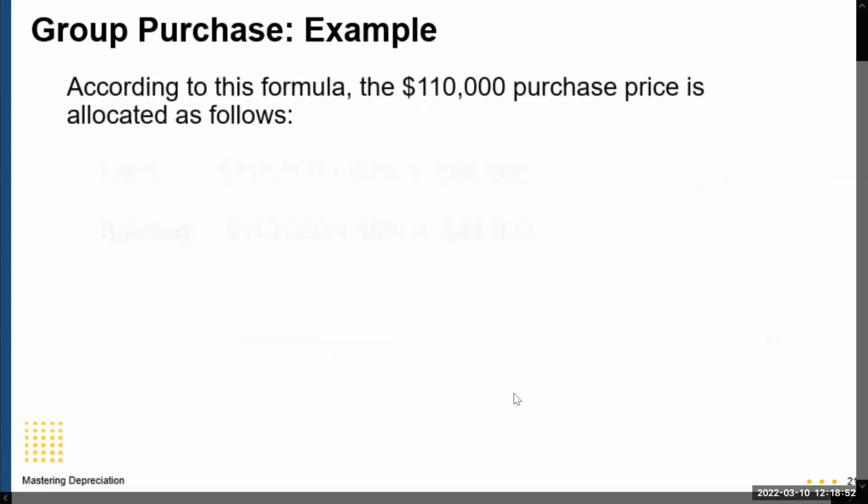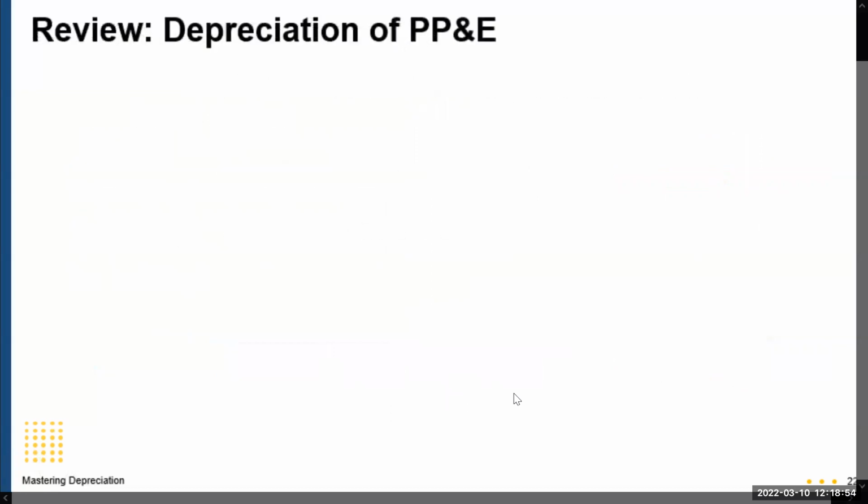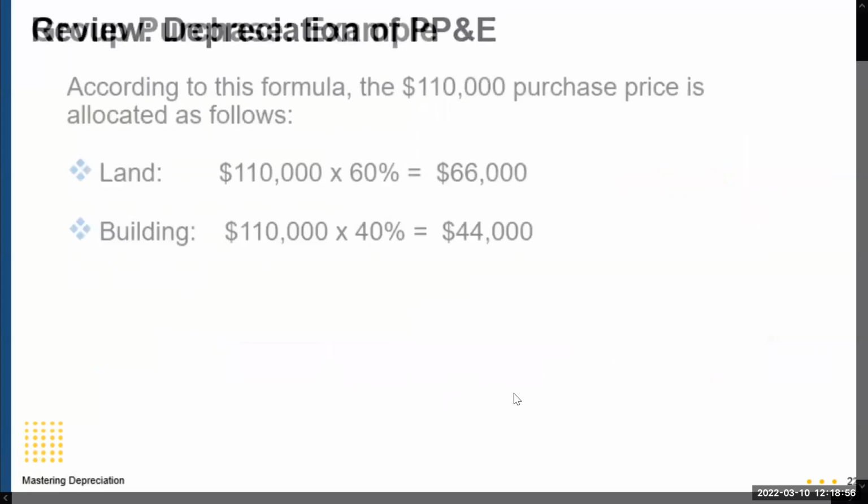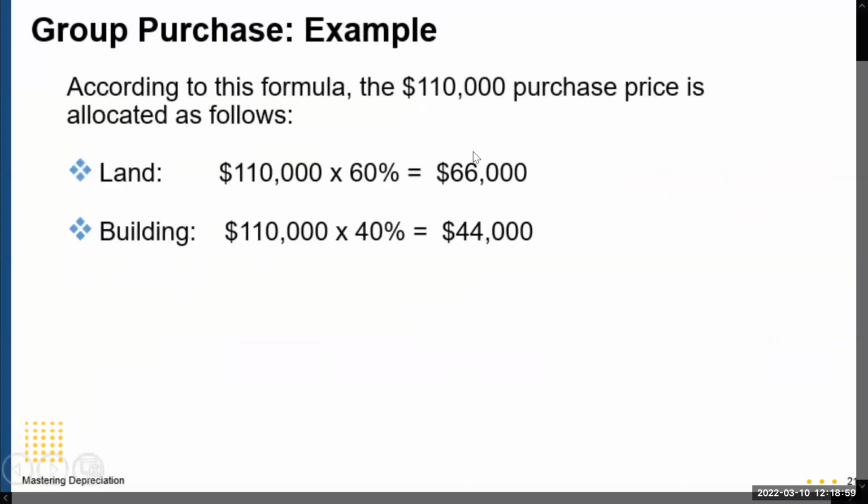So our journal entry, I don't think it's going to give me a journal entry. My journal entry would be a debit to land, a debit to building for these two amounts, and the credit would be the 110 to cash or notes payable, whatever, however we paid for it.